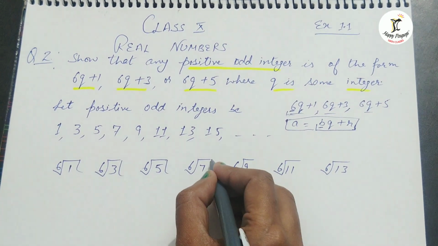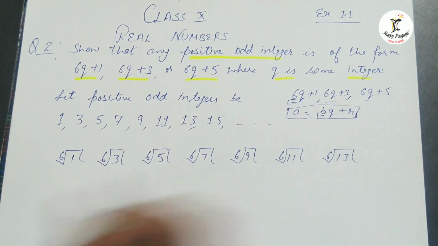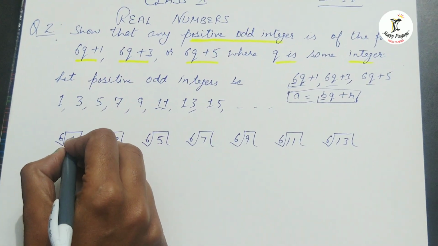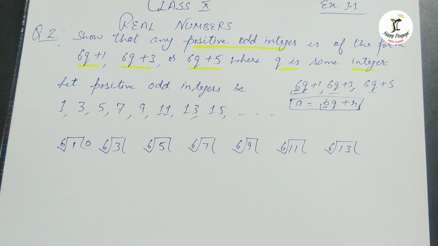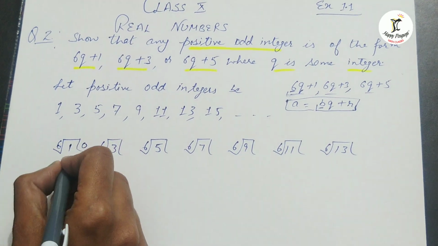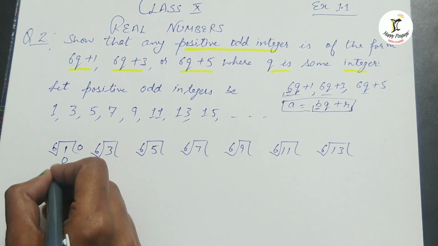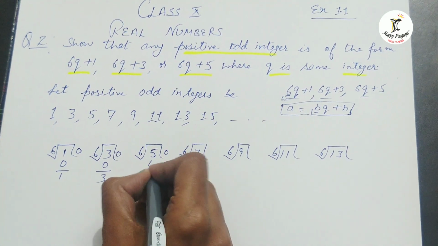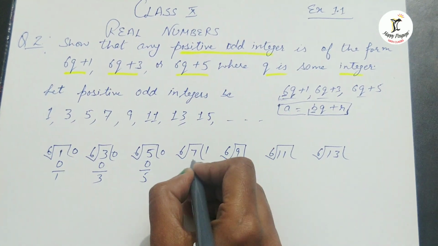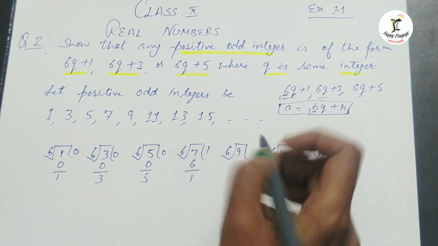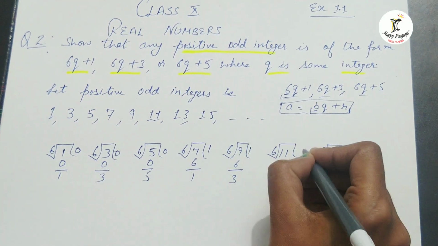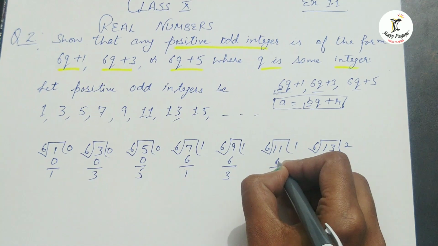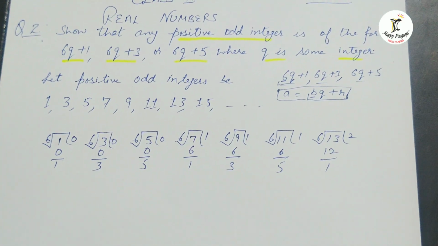Hopefully you will remember that in lower classes when we did division and our dividend was smaller than the divisor, we would put 0 in the quotient. The same step we have to follow here. 1 is smaller than 6, so the quotient is 0 and the remainder is 1. Same for 3, for 5, then again 7 is greater than 6. Similarly you can continue for other numbers.